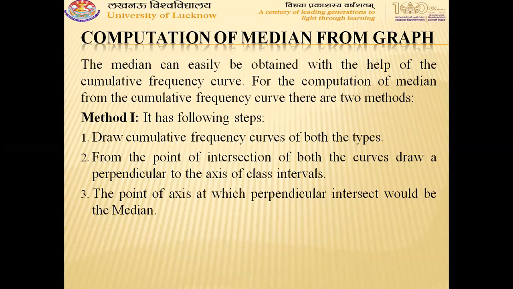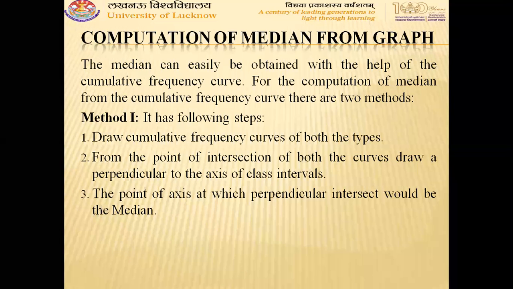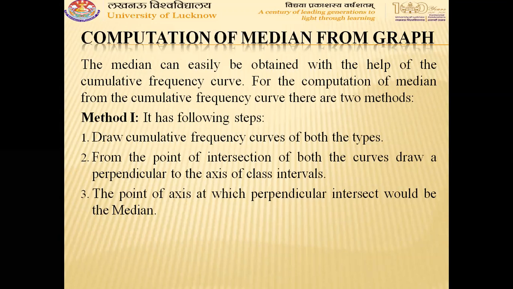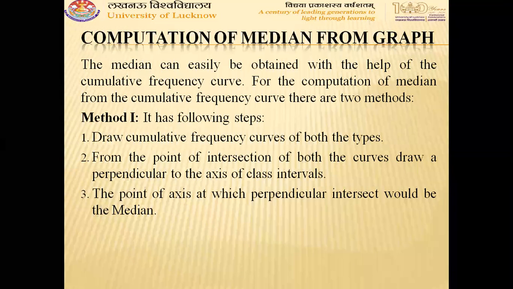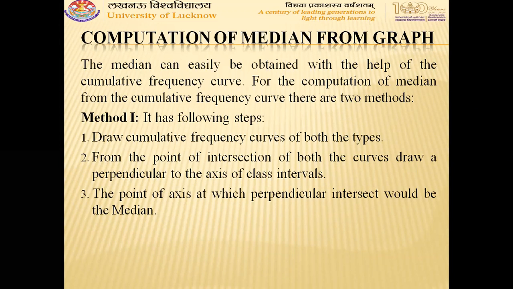The median can easily be obtained with the help of cumulative frequency curves, or you can say it can be easily obtained from the ogives. There are two methods for computing the median from cumulative frequency curves. The first method has the following steps. First, draw the cumulative frequency curves of both the types. Then, from the point of intersection of both the curves, draw a perpendicular to the axis of class interval. The point at which this perpendicular intersects the axis of class interval is the median.